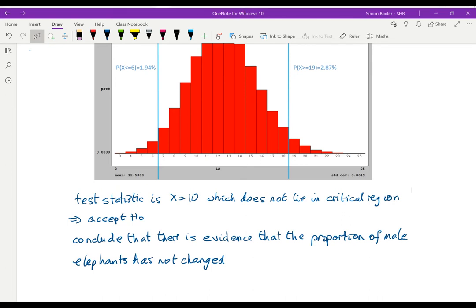We're not able to work exactly to 5%, and in this case, we are 1.94% down at the lower limit, an area of 2.87% at the higher limit, and therefore the actual level of significance is one plus the other, which is 4.81%. So if we're in that area, 4.81%, either this end or that end, we will reject the null hypothesis.